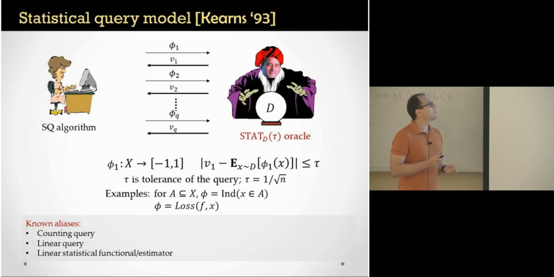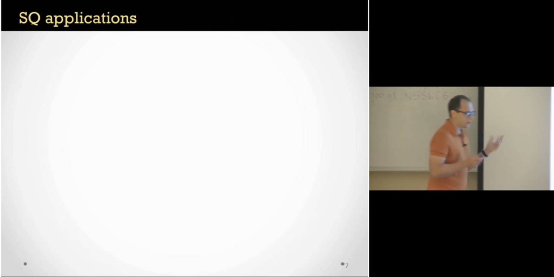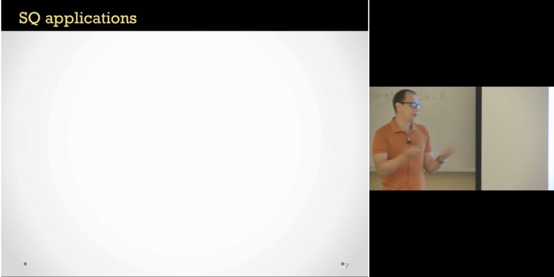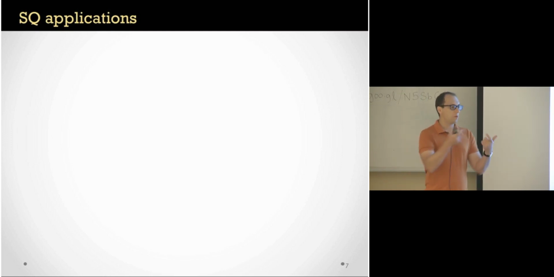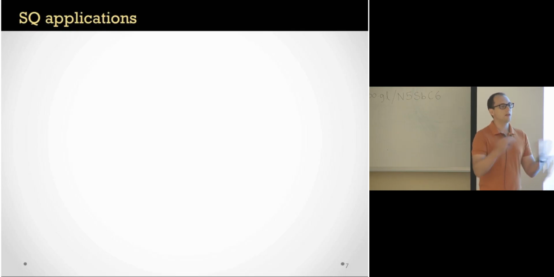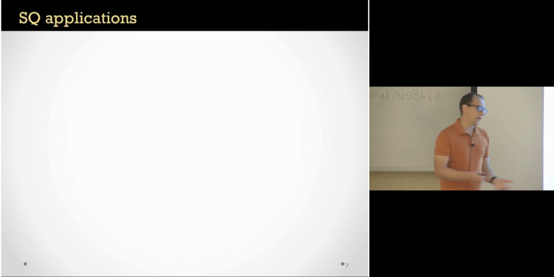So the main reason why this model is studied is a variety of applications, and you can think of those applications as coming from this simple observation that once you abstract away access to data, you can implement this oracle with many additional constraints or desirable properties.